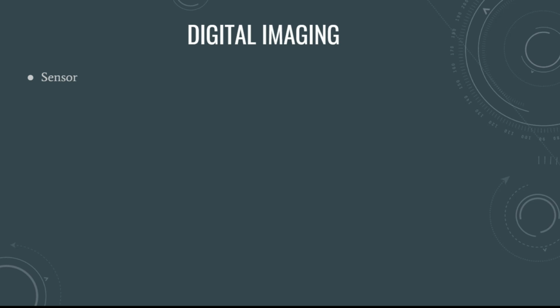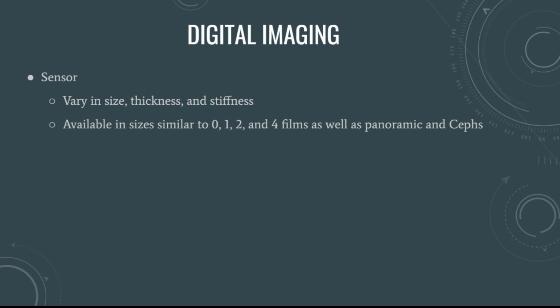The next piece of equipment you need is the sensor. And these sensors are going to vary in size, thickness, and stiffness. It just depends which type of sensor your office chooses to use. They're going to be available just like traditional films, where they come in sizes 0, 1, 2, and 4. And then you can also get film for a panoramic and a Ceph.